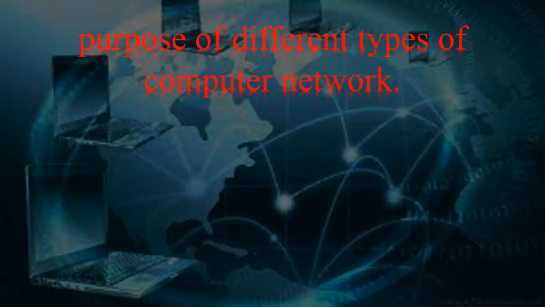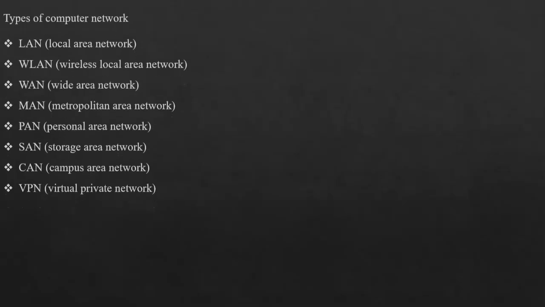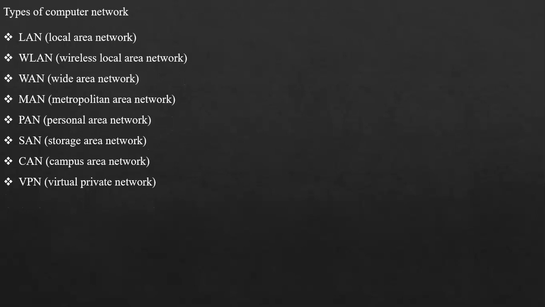Purpose of different types of computer networks. Types of computer networks: LAN, WAN, MAN, local area network, wireless local area network, wide area network, metropolitan area network, personal area network, storage area network, campus area network, virtual private networks.